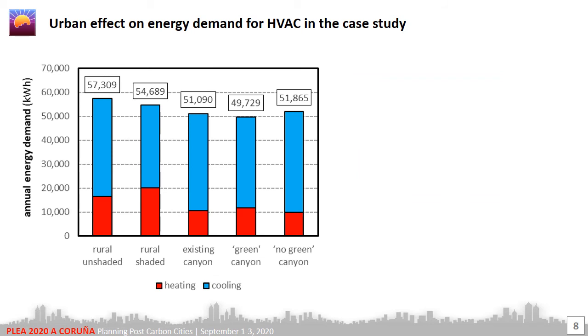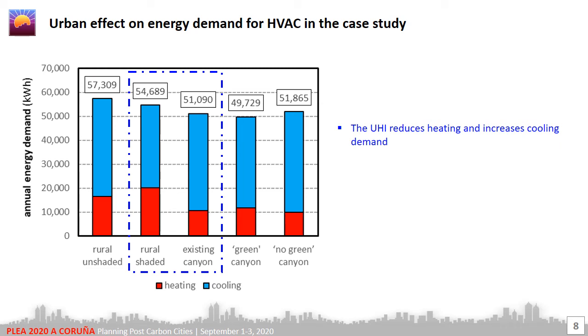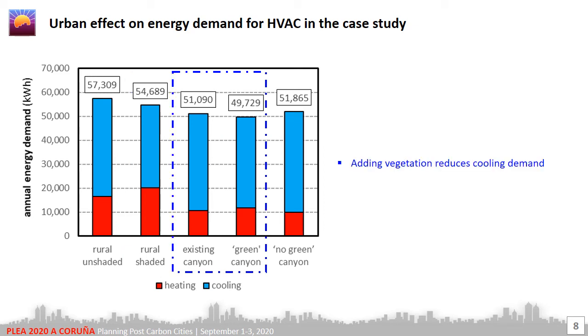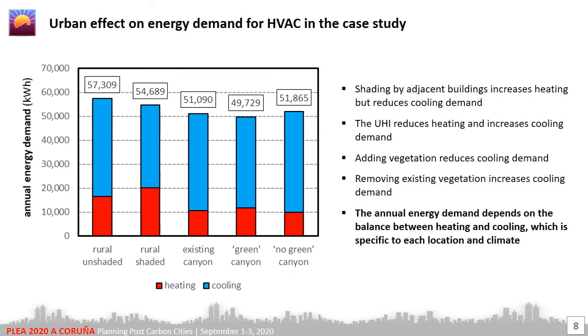The output of the building energy simulations is summarized in the following graph. As you can see, shading by adjacent buildings increases heating but reduces cooling demand. Moving from a rural area to the city reduces heating and increases cooling demand due to the urban heat island. Adding vegetation reduces cooling demand, and removing existing vegetation increases it. The annual energy demand depends on the balance between heating and cooling, which is specific to each location and climate.